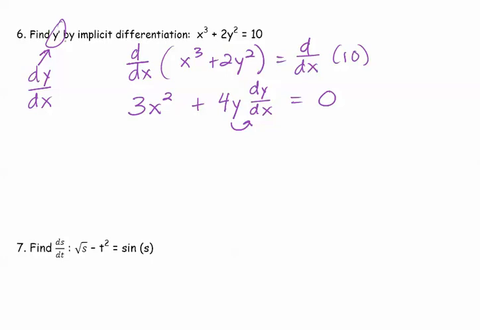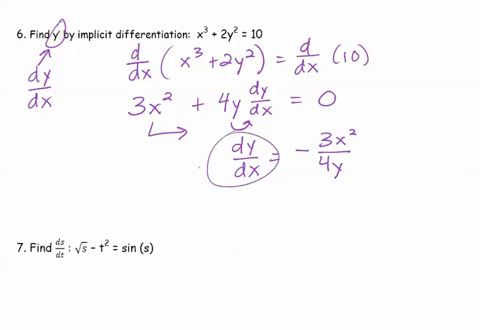So again, we're looking for y prime, same thing as dy dx, so let's isolate this variable. So we could move the 3x squared to the other side and divide by the 4y. Sometimes you'll have a complicated equation that's not easy to isolate that derivative, but when possible, remember what this is. This is the formula for the slope of any tangent.